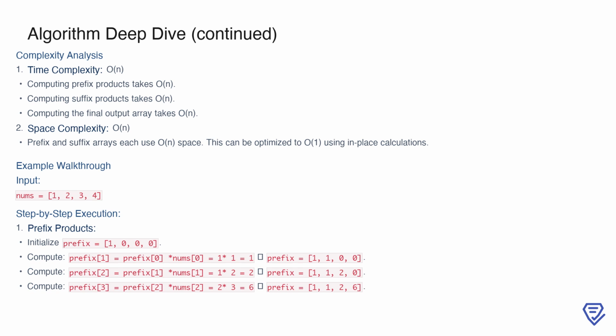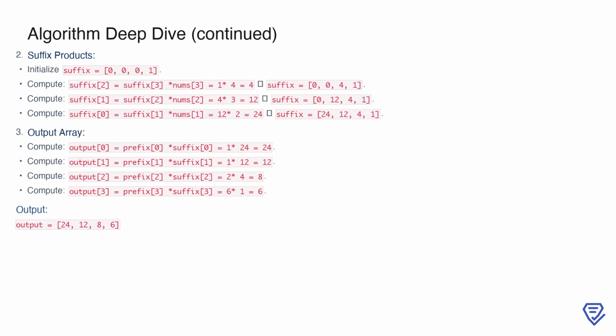1, 1, 2, 6. Next, we compute the suffix products. Starting with an initial suffix array of 0, 0, 0, 1, we work backward through the array. Suffix 2 becomes 4, suffix 1 becomes 12, and suffix 0 becomes 24, giving us a suffix array of 24, 12, 4, 1. Now, the output array is computed by multiplying the corresponding prefix and suffix values.